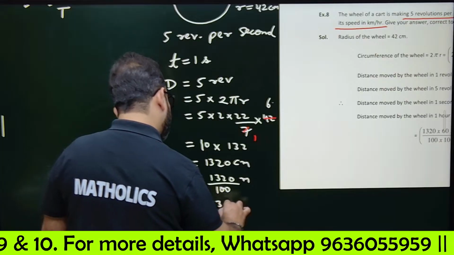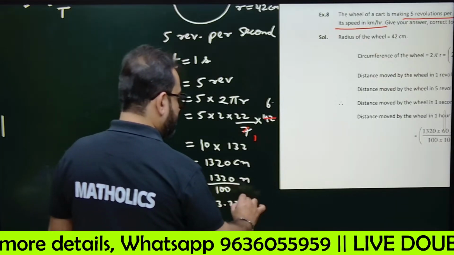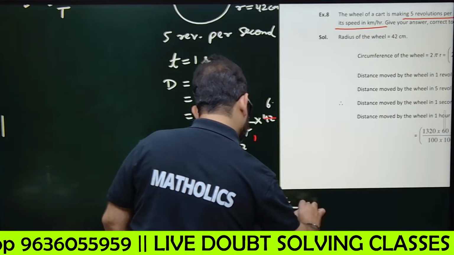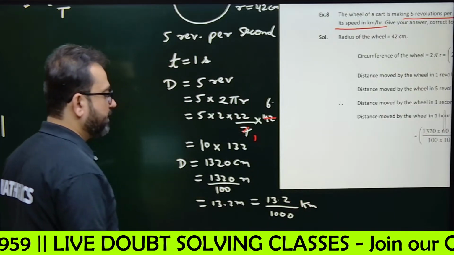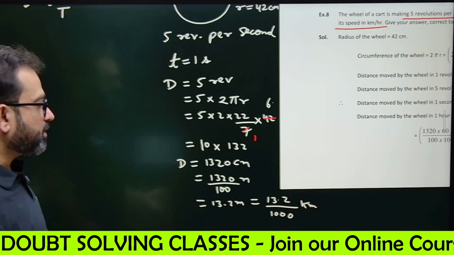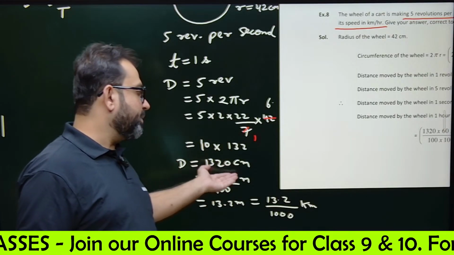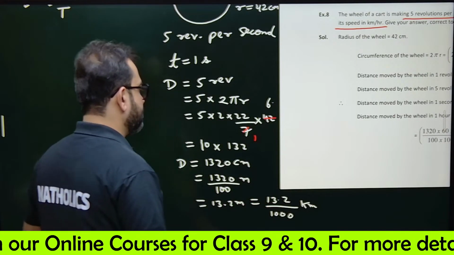That means 13.2 meter. Now this will be 13.2 upon 1000 kilometers. Got this point? Right? 1320 upon 100, so it is meter. Divided by 100, centimeter will get converted into meter. But how meter into kilometer? Divided by 1000. Right? Okay.